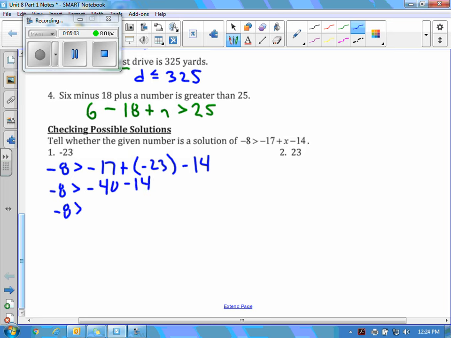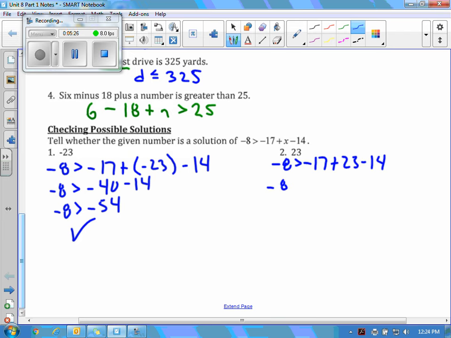Negative 40 minus 14 is negative 54. So my inequality says negative 8 is greater than negative 54, which is a true statement, so negative 23 is a solution. On the next one, I'm going to do the same thing, but I'm using positive 23 instead of negative 23.